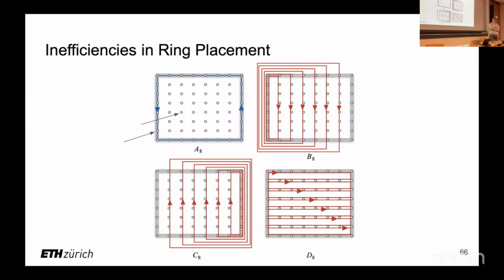I think one thing that I had some fun thinking about was that there are some inefficiencies in the ring placement algorithm, right? And why do I say that? Well, I want to focus your attention on the two cores that I marked there with the arrows. Now, what is the ring that connects the two? It's actually this loop here, right? This loop is the only one that connects the two.